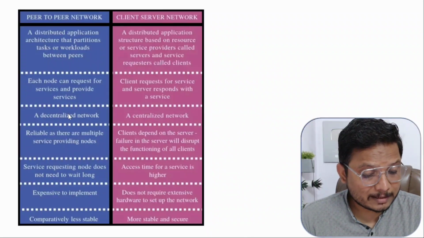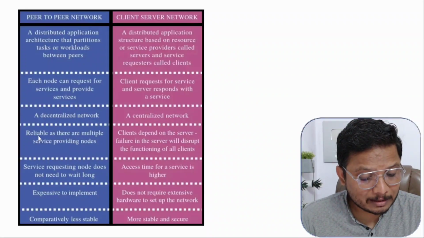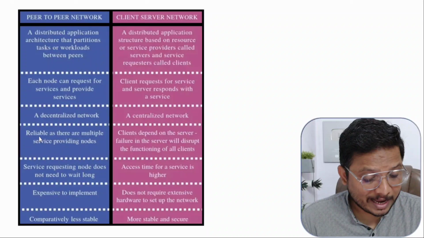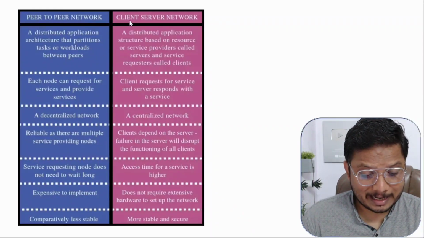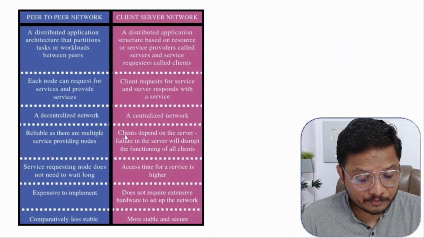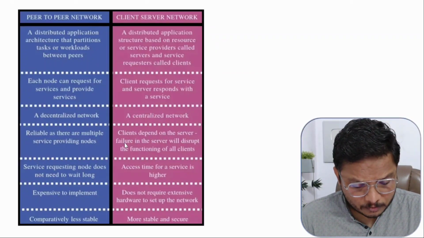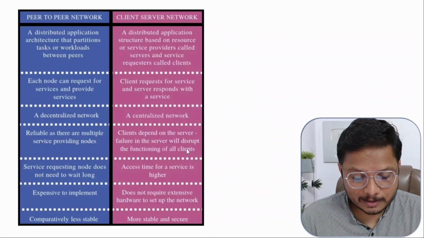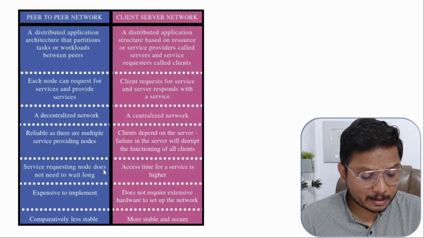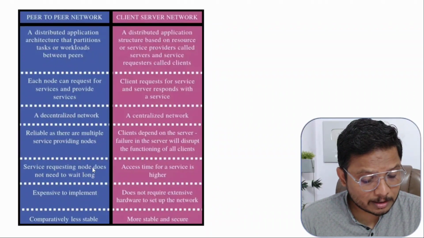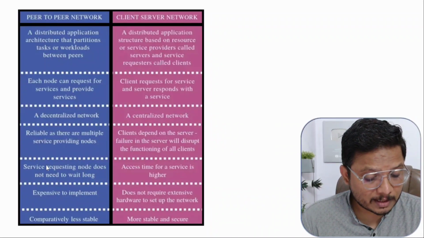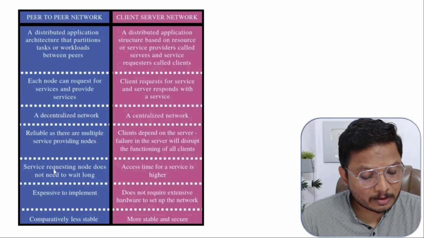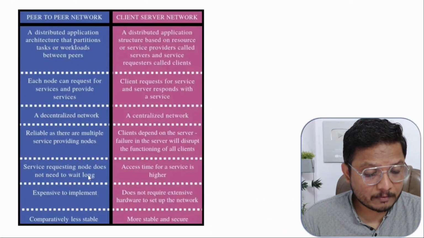right? You can say peer-to-peer network is reliable compared to client-server network. Why? The reason is if any peer fails, in that case also services can be provided between peers. While in client-server network, if the server fails, then no nodes or clients can receive the services, right? Here, the service requesting node does not need to wait too long. So whenever any peer is asking for service, that node does not need to have a long waiting period with peer-to-peer network.